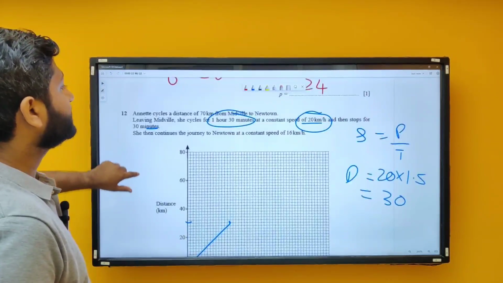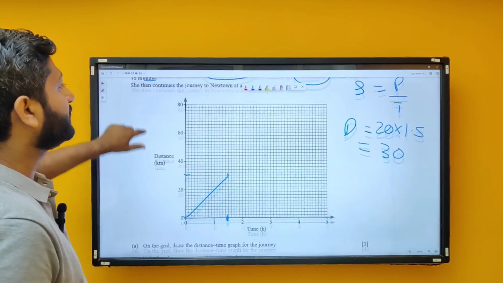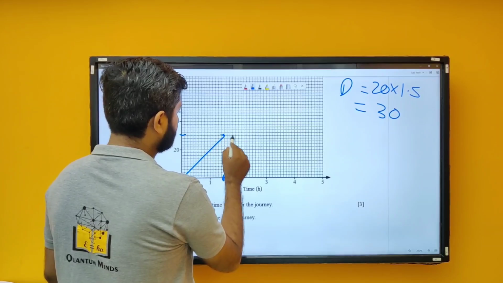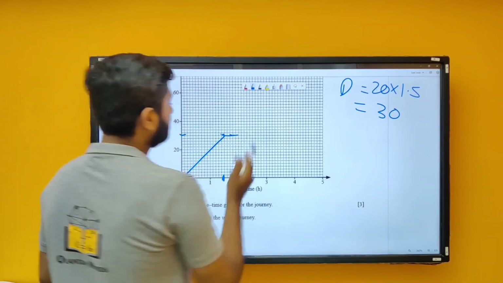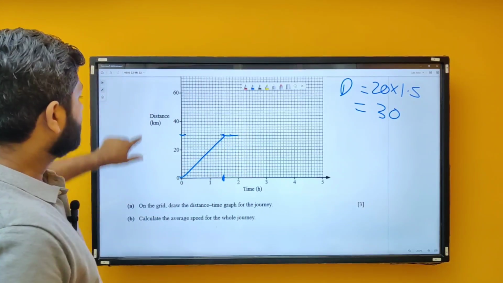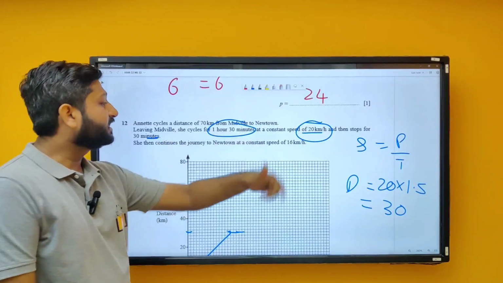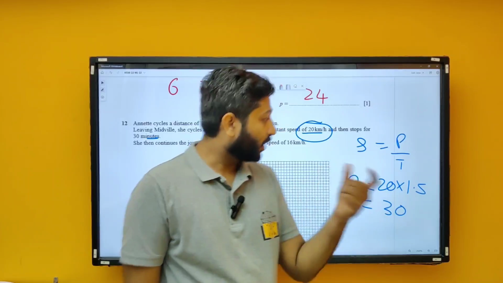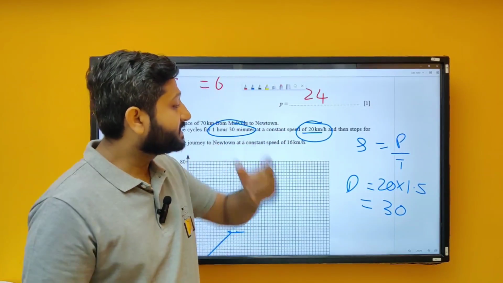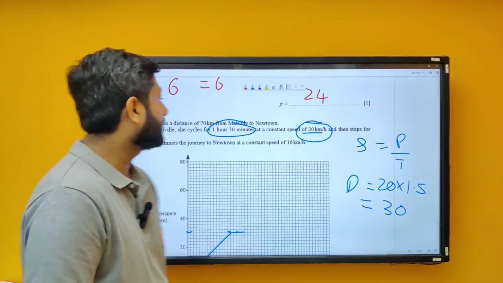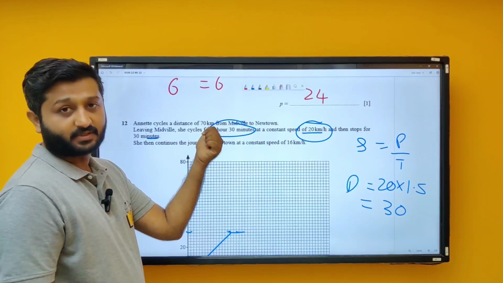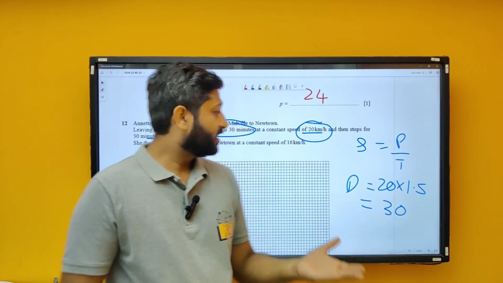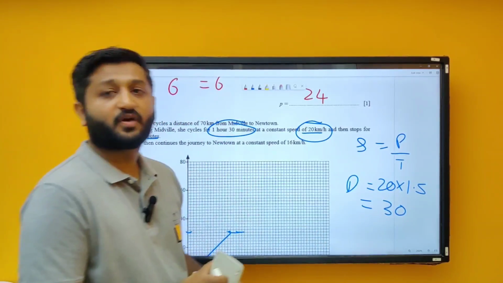Then she takes a break, she stops for 30 minutes. So she takes a break of half an hour, till 2. And then she continues the journey at a constant speed of 16 km per hour. Now I already know what distance she has to travel further: 40 kilometers, right? Because the total distance is 70 and she has already traveled 30 kilometers.